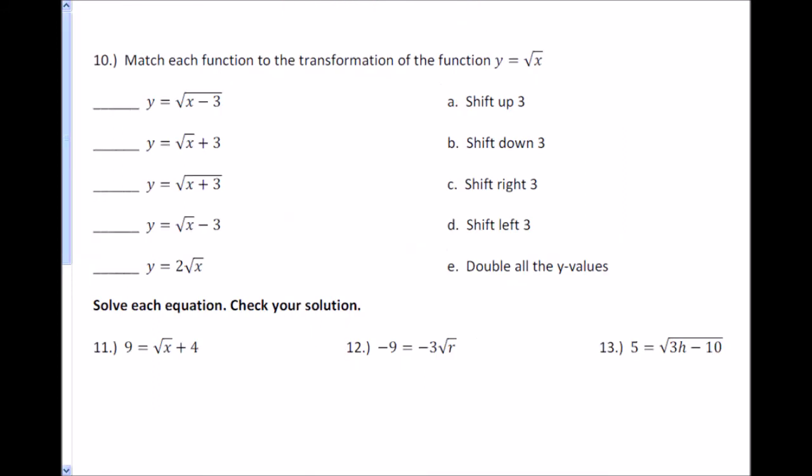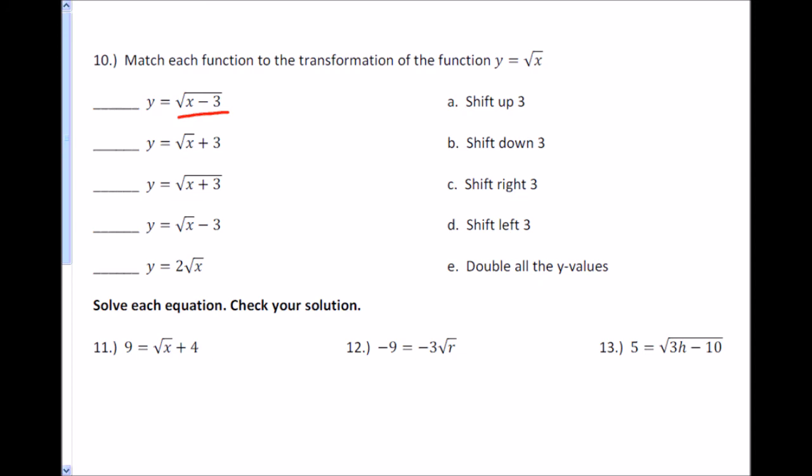Number 10, we want to match the function with the transformation of the function y equals the square root of x. Remember, adding or subtracting does different things to this function. Adding or subtracting inside the radical moves it left and right. Adding or subtracting on the outside moves it up or down. Okay, so right here I'm subtracting 3 inside the radical. Inside the radical moves left and right. And whenever we're inside, it always does the opposite of what we might think. Minus 3 makes me think it would move left, but it always does the opposite.